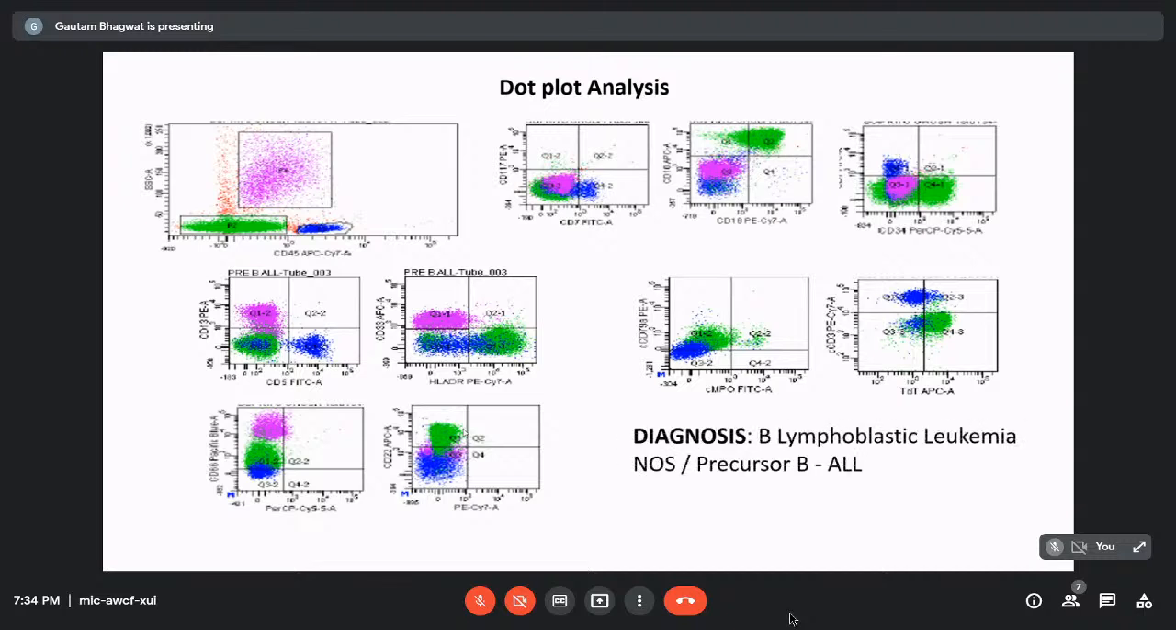The diagnosis is B lymphoblastic leukemia NOS, or precursor B cell ALL. We have got CD19, CD10 co-expression. So this is how you would analyze a plot and come to a diagnosis.